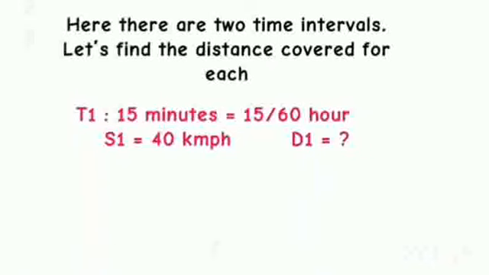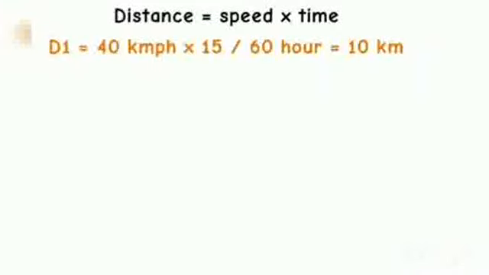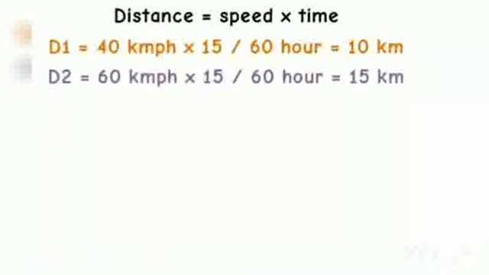Distance first we have to find out, d1. And in the second interval, time is 15 minutes, same, so 15 by 60 converted into hour and speed is 60 kilometer per hour, it is increased. Distance we need to find out. Formula, distance is equal to speed into time. So for the first half, 40 kilometer per hour into 15 by 60 hour, that is 10 kilometer. And the value of d2 is 60 kilometer per hour into 15 by 60 hour, that is 15 kilometer.